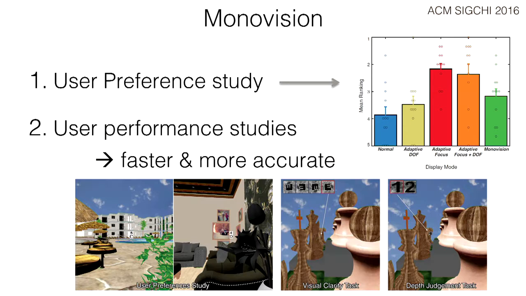So that's interesting. Then we ran a couple other user studies and looked at performance for specific tasks. We ran a task where we tested visual clarity. Visual clarity means you put a small target on the screen and you ask the user to say which orientation the E is on. We randomly oriented it at different orientations.